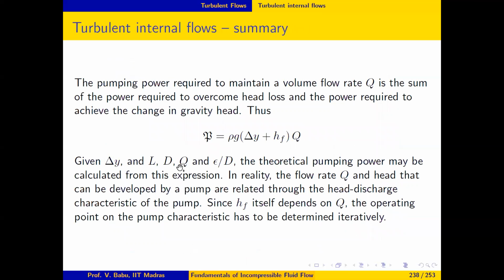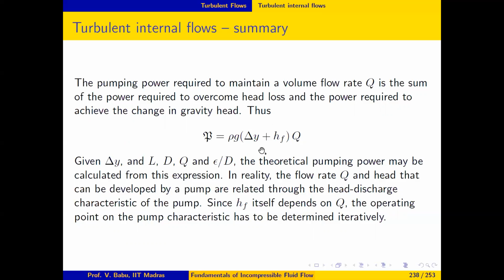Now, as I said earlier, the primary objective of doing these types of studies is to be able to calculate the pumping power for a particular application. You mentioned many applications in relation to turbulent internal flows, and the primary objective is to be able to calculate the pumping power. We can easily calculate the pumping power as the product of rho g times delta y plus hf, multiplied by the flow. Here delta y is the gravity head, and hf is the head loss due to friction. We had derived this expression earlier in connection with Hagen-Poiseuille flow, and this remains the same. The only difference is in the manner in which hf is calculated for laminar flow or for turbulent flows.